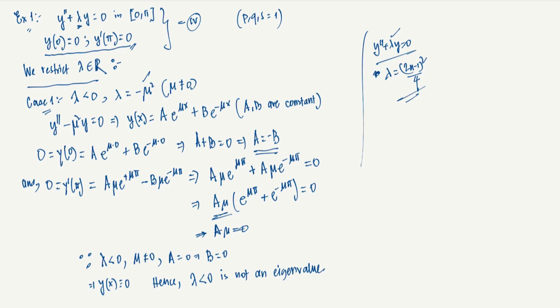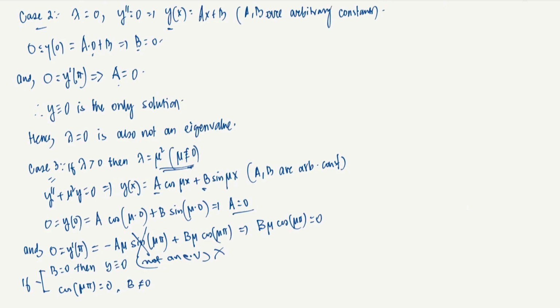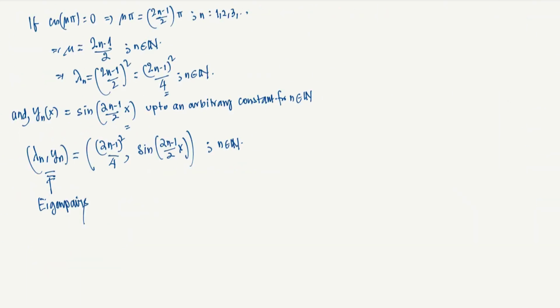That's what this means. Lambda equals 0, no solution. Lambda negative, no solution. And for lambda equal to (2n minus 1) square by 4, they have solutions, and the solutions are given like this: sine of ((2n minus 1) by 2) times x. I hope this is clear, and these are called eigenpairs. So this is how you solve these problems.